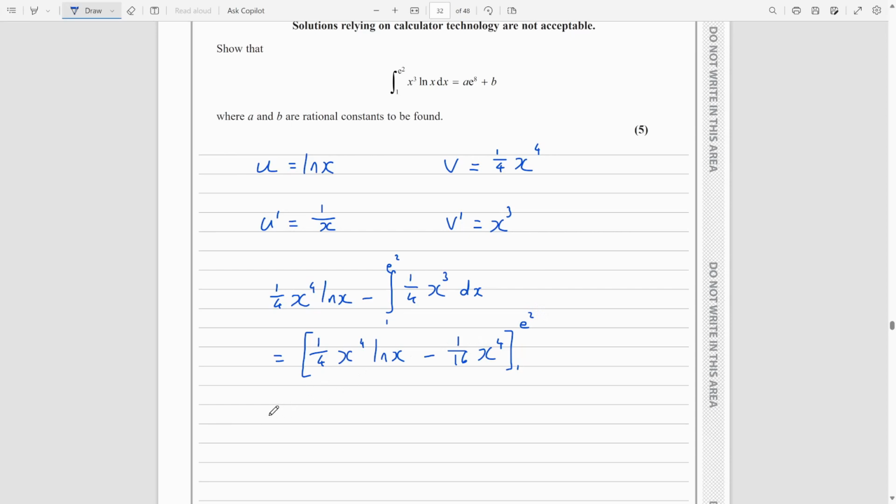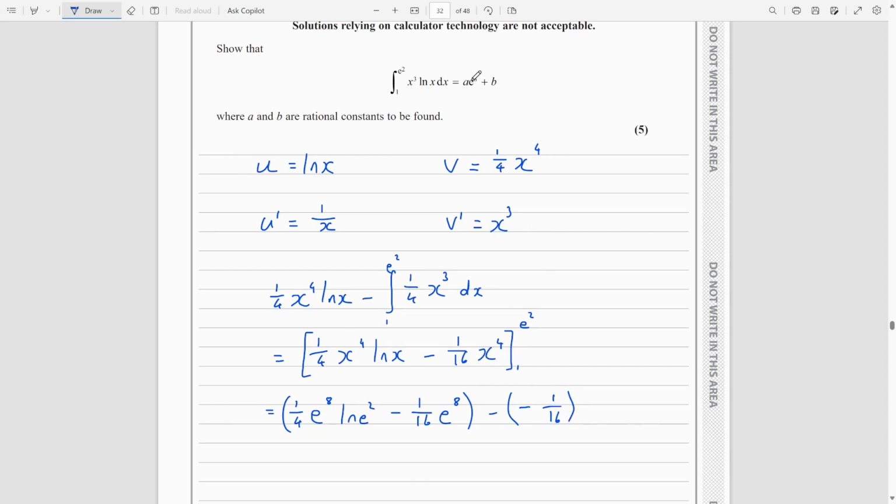Right, subbing in e squared, I get a quarter e squared to the 4, which is e to the 8, times ln of e squared. Well, ln of e squared is actually just 2, but I can just leave that for now, minus 1 over 16, and then e squared to the 4 is e to the 8. So that's what you get when you sub in e squared. Now I'll sub in 1. Well, ln of 1 is 0, so I can just ignore that bit anyway. And what I've got here is minus 1 over 16 times 1 to the 4.